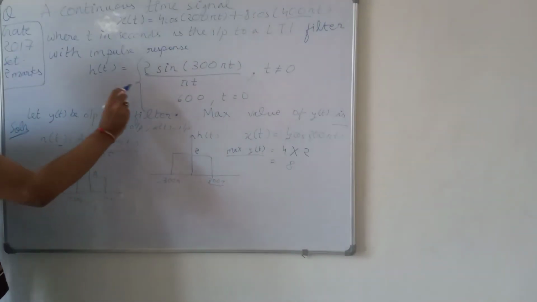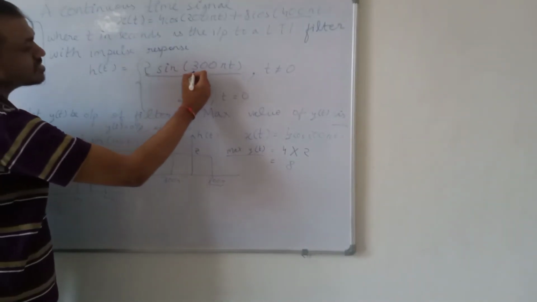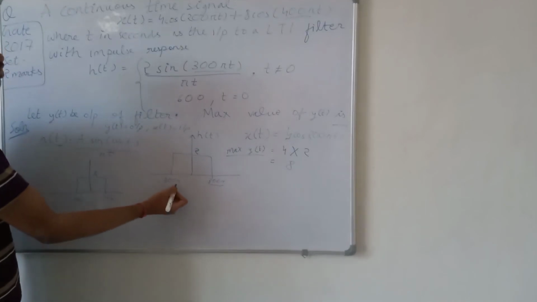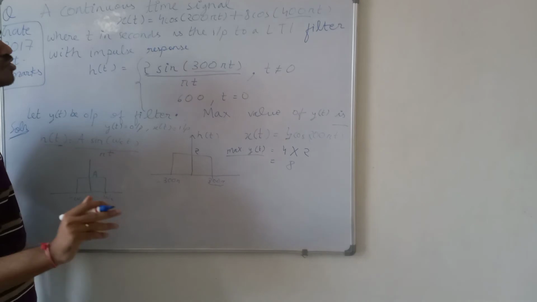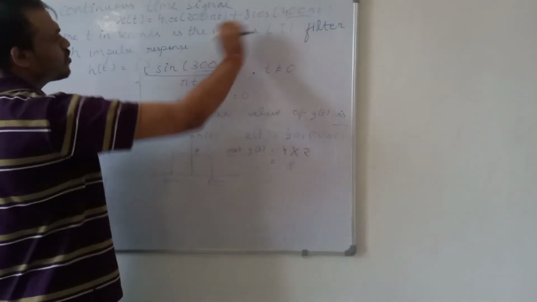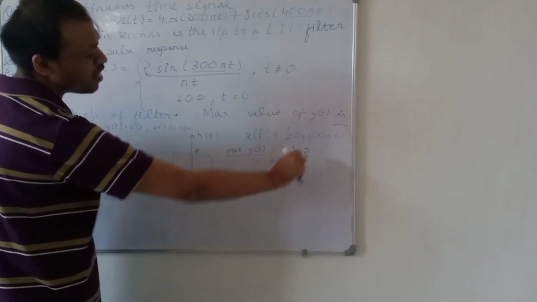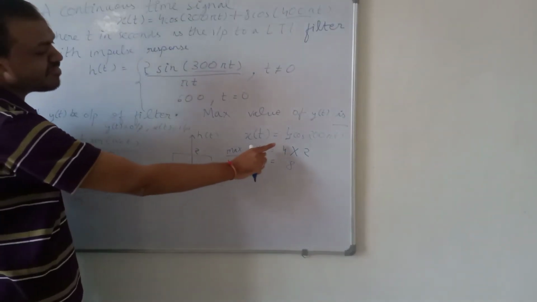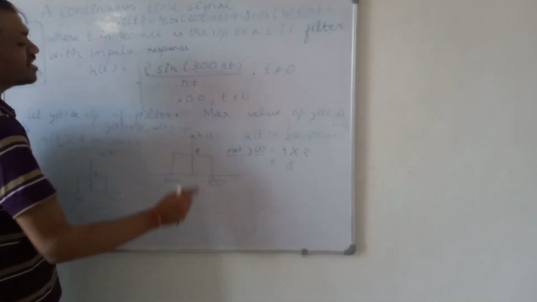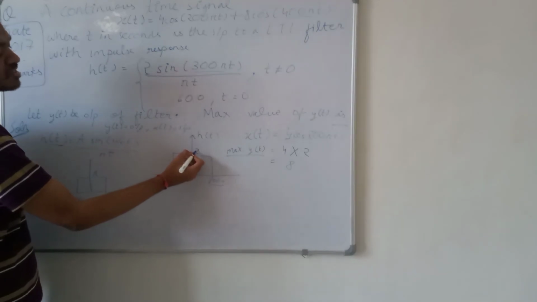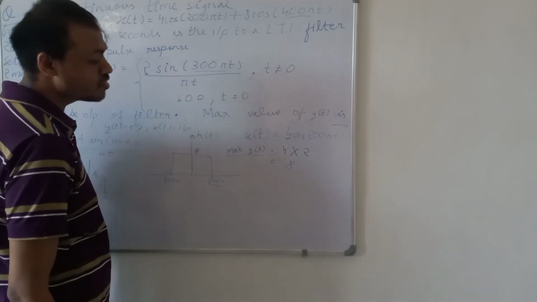Once again we can revise: this is the impulse response of a low pass filter with cutoff frequency 300π. So only frequencies up to 300π will transmit. So this 400π will not transmit. So x(t) is reduced to 4 cos(200πt), and the maximum value of x will be 4, because the maximum value of cos θ is 1, and the value of the impulse response is 2. So the maximum value of output is 4 into 2, which is 8.